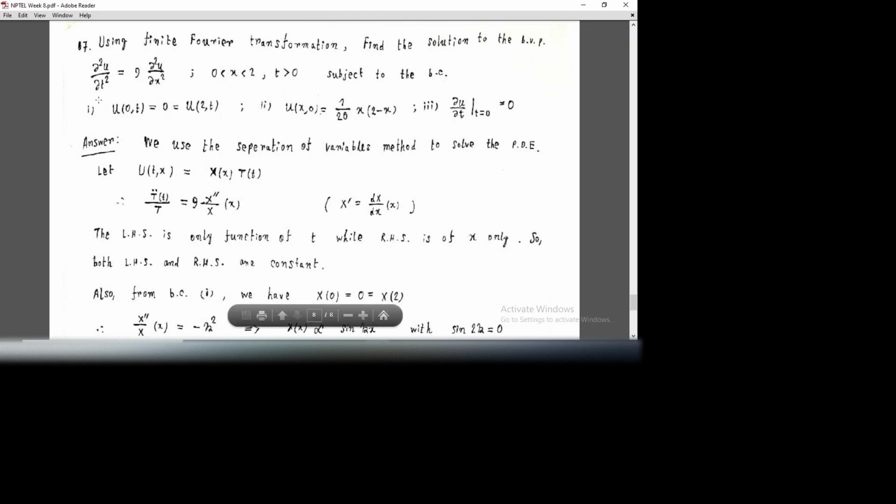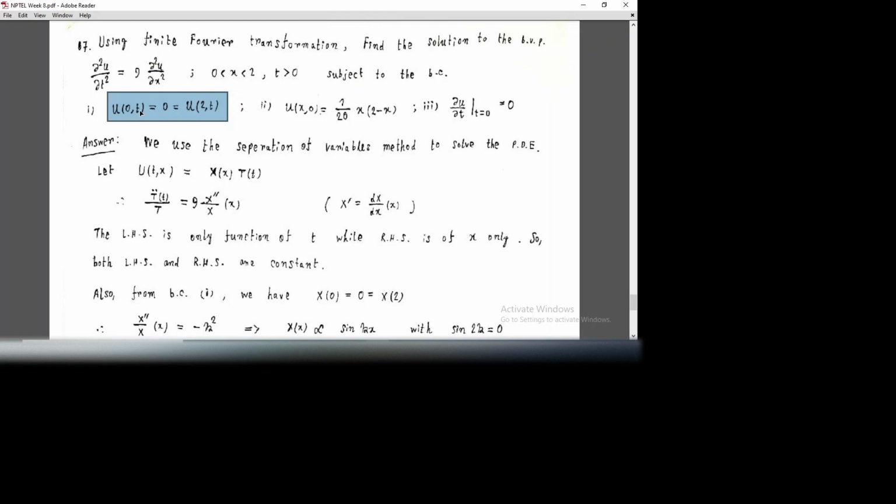So there are two boundary conditions. The range of x is 0 to 2. And u 0 comma t: the value of uxt at x equal to 0 at all times is 0. And similarly, u 2 comma t: the value of uxt at x equal to 2 at all values of t is also 0.